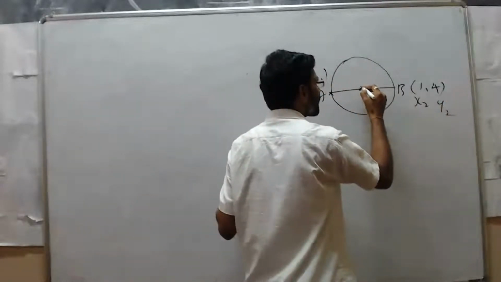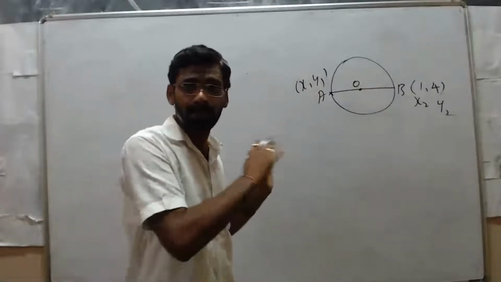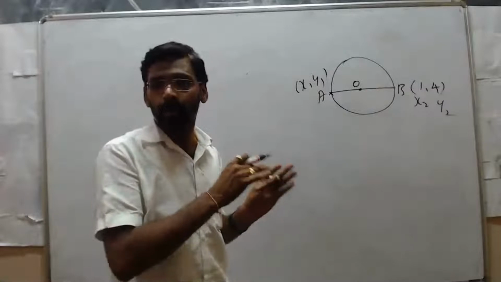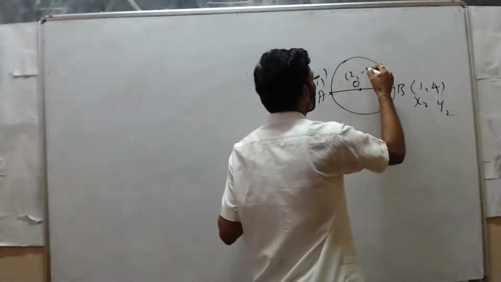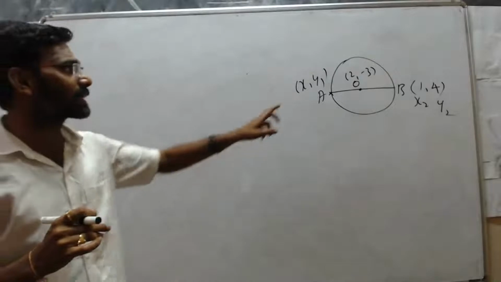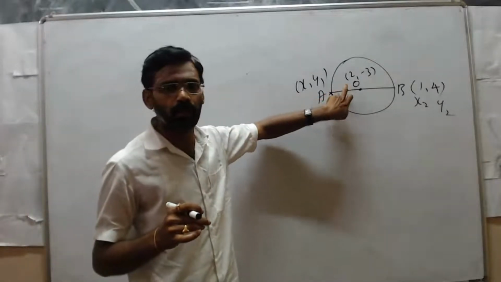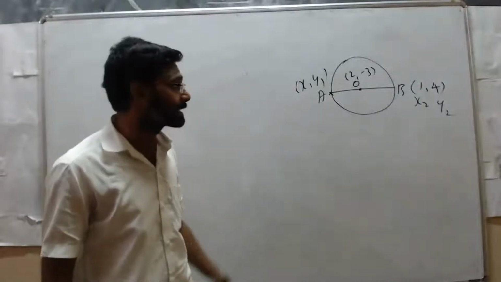Center means it is considered as O. Center means it is the exact midpoint. The midpoint will divide the line segment in what ratio? 1:1. The coordinates of the midpoint are 2 comma minus 3. Then find the coordinates of A. The position of O is the midpoint, and the midpoint will divide in the ratio 1:1.